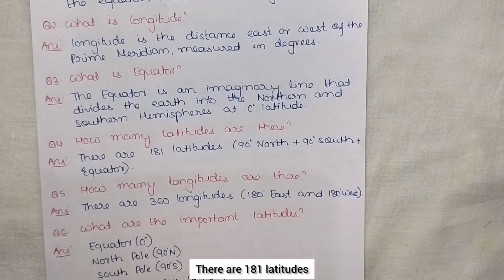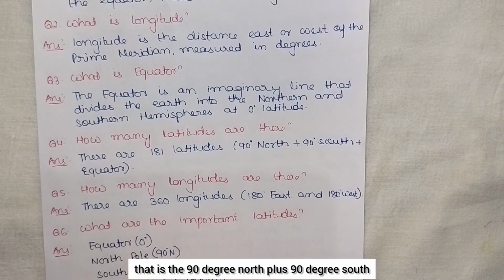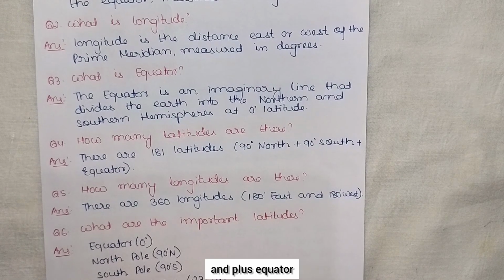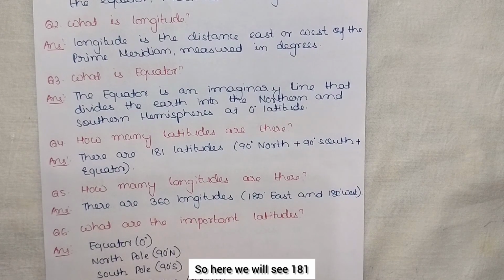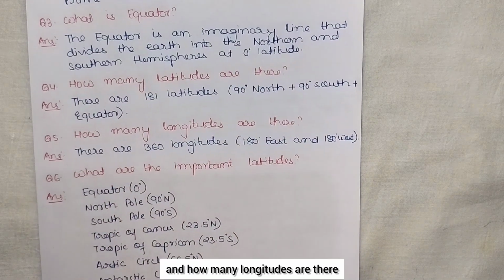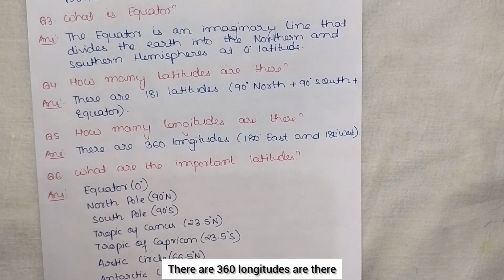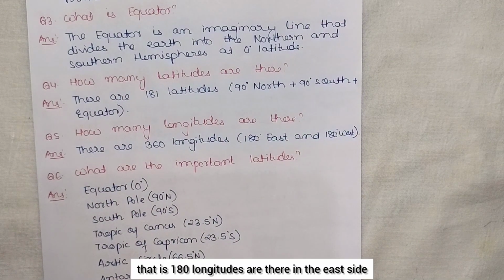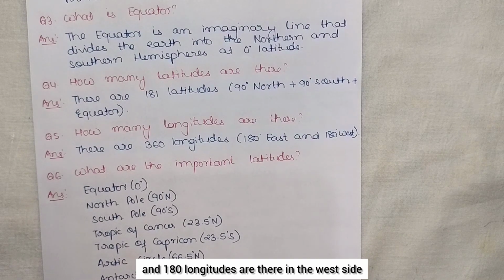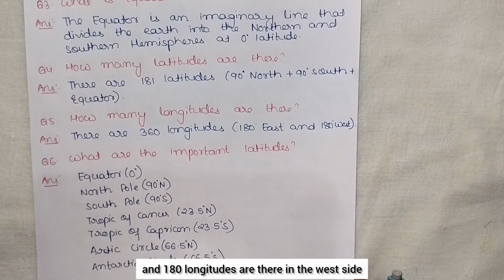Now, how many latitudes are there? There are 181 latitudes, that is 90° north plus 90° south and plus the equator. And how many longitudes are there? There are 360 longitudes. That is 180 longitudes in the east side and 180 longitudes in the west side.